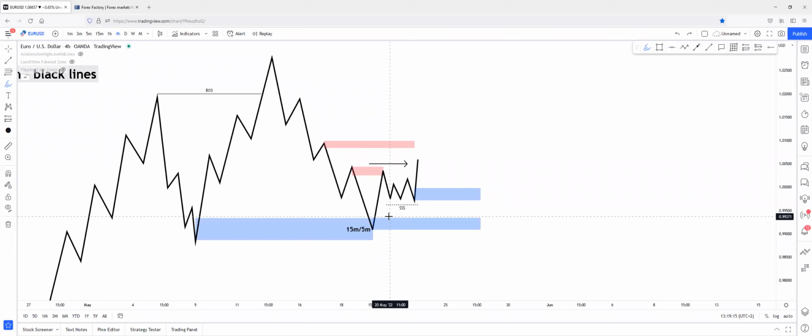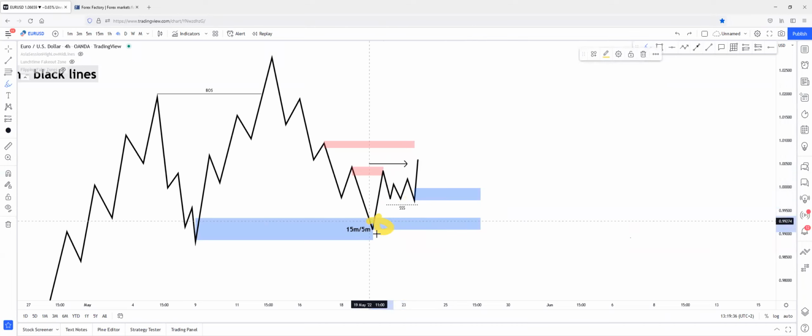If one of the criteria I just mentioned is missing, it won't be a valid, strong, or super strong demand zone or supply zone. So in this scenario, this demand zone has liquidity and inefficiency, but it is missing the break of something, the flip of something, the change of something.